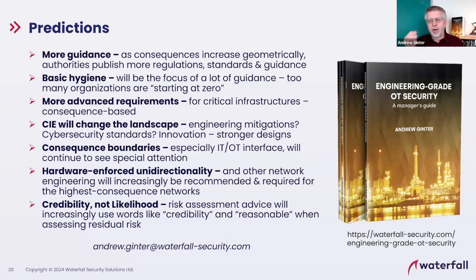Unidirectional is the most common example of network engineering, but chapter 5 has, I don't know, a half dozen or more examples of ways to reliably prevent the propagation of cyber attacks. Hardware-enforced unidirectionality, as I said, is the most common example of network engineering, and is increasingly demanded by regulators for the most consequential industrial sites. This is something that should be on everybody's radar in terms of where cybersecurity is going.